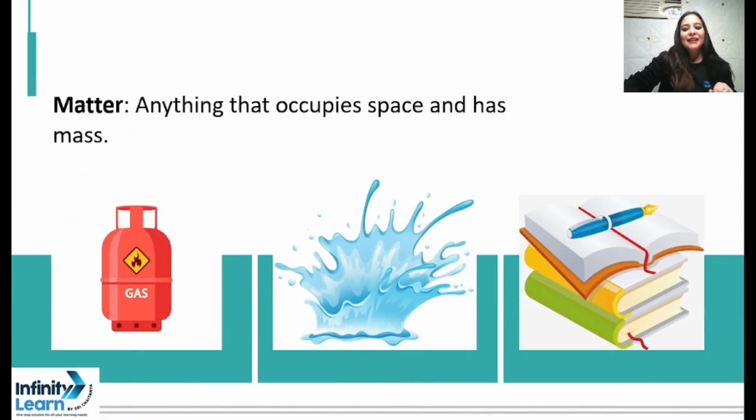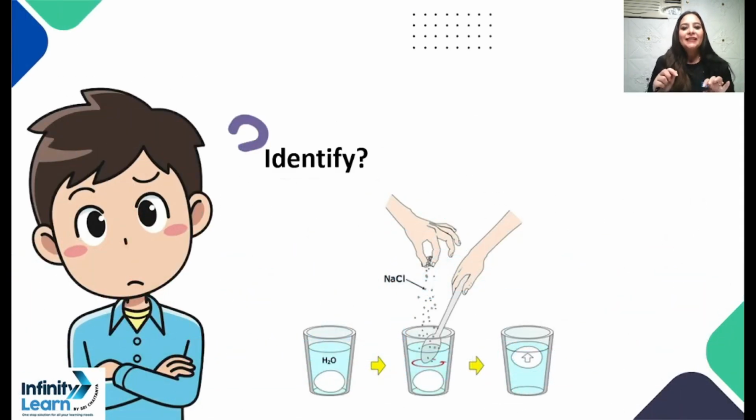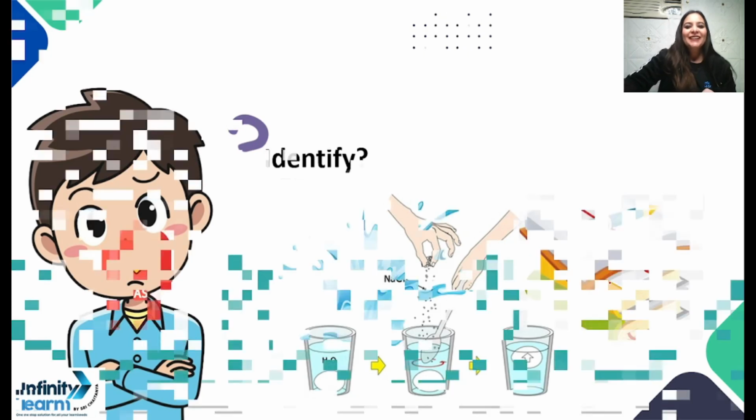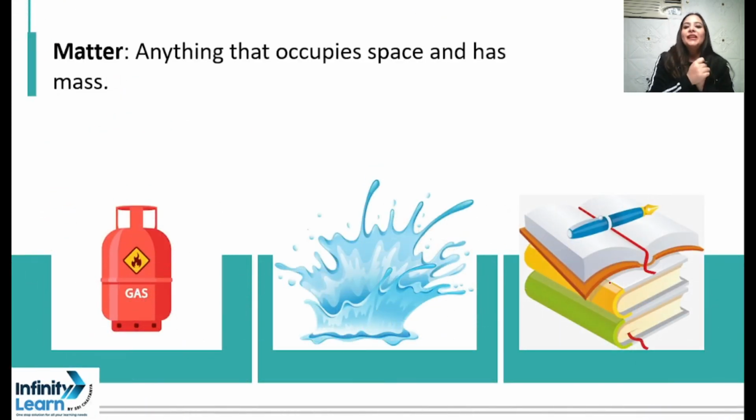So let me tell you that in this picture you can see that we have a glass of water and then we are adding some salt into it. We are stirring with the help of a spoon and ultimately what do we get? We get salt solution. Okay, so let's start with the very basics, then we'll directly jump to the solution part.